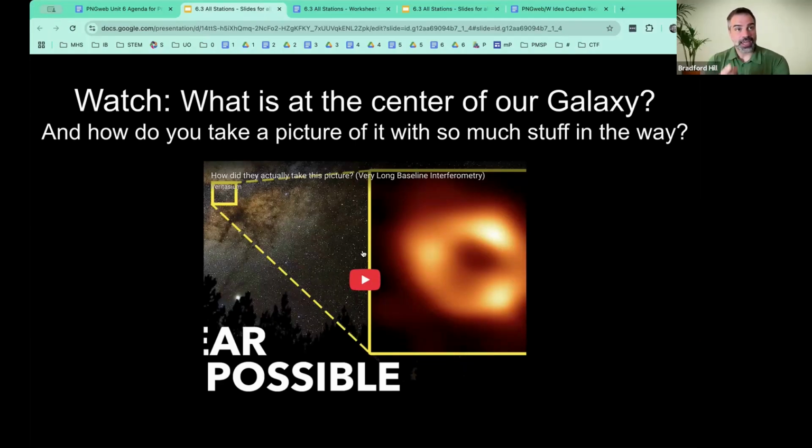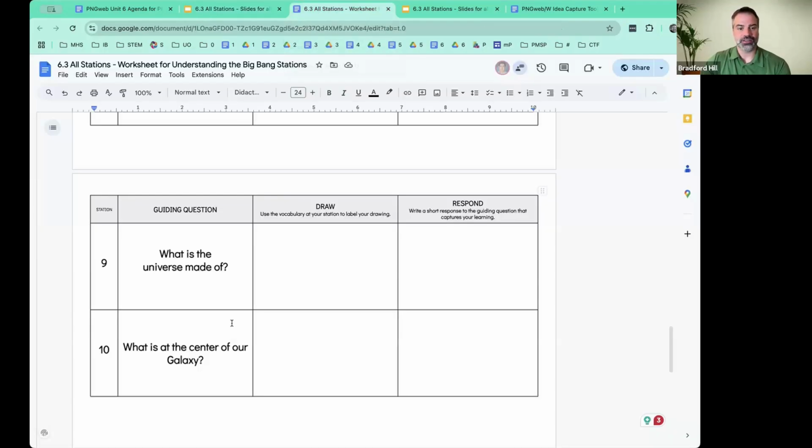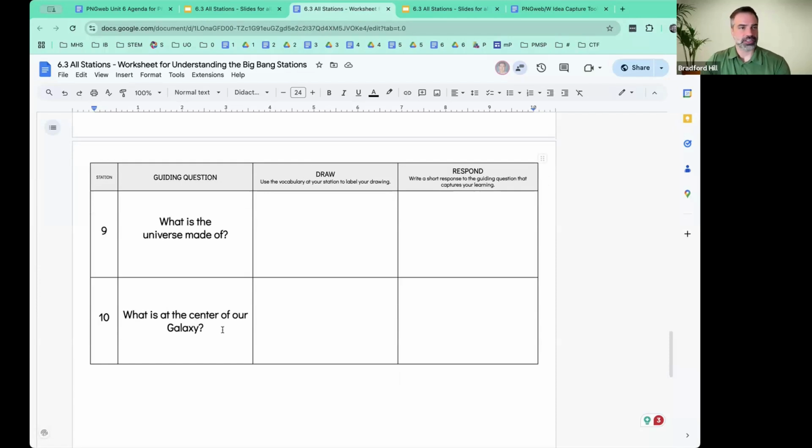job of taking a picture of the center of the Milky Way galaxy, the gigantic black hole at the center of our galaxy, Sagittarius A star. So that is super neat and relatively like a current event. So we did add that station, what is at the center of our galaxy. And of course, it's always fun to be talking about black holes. So that one is kind of a high energy one.